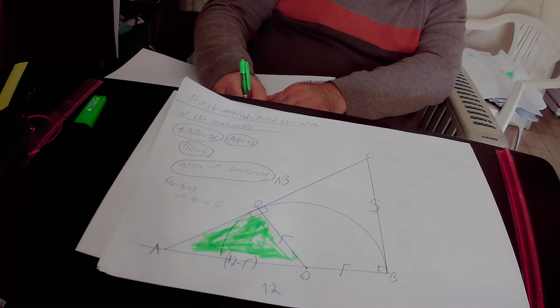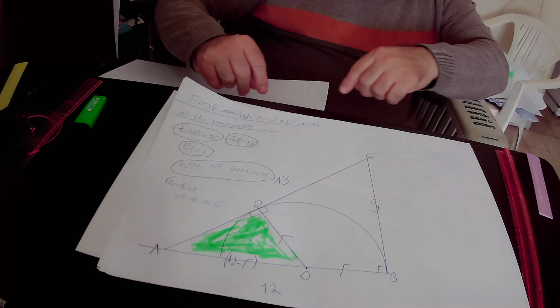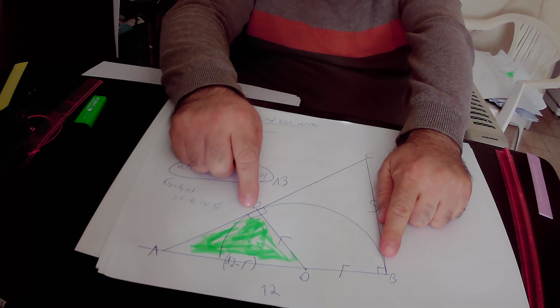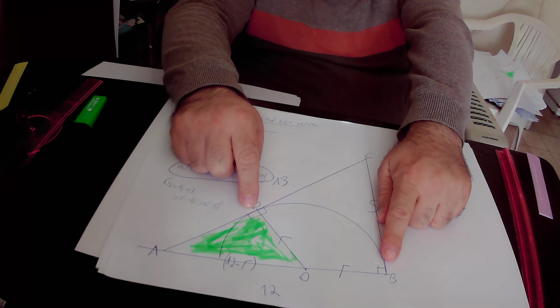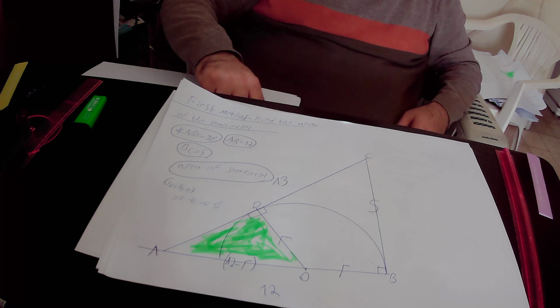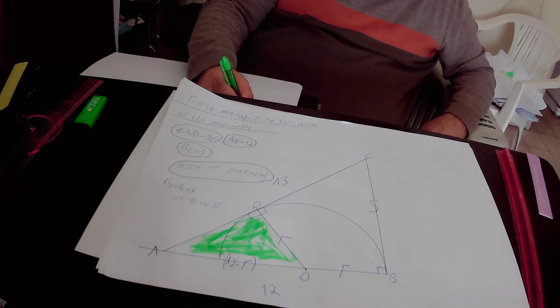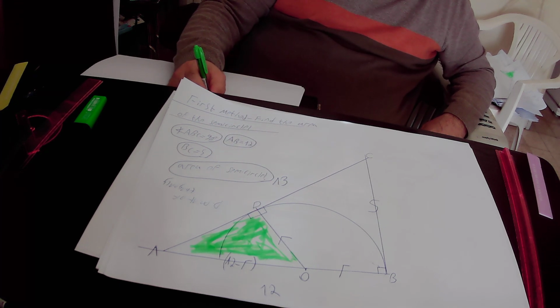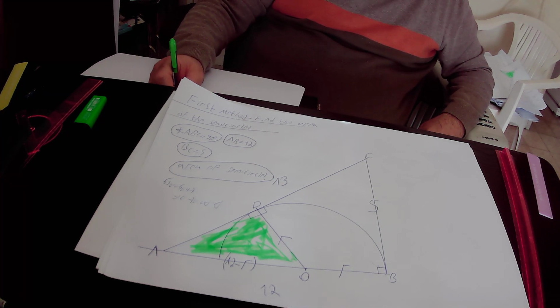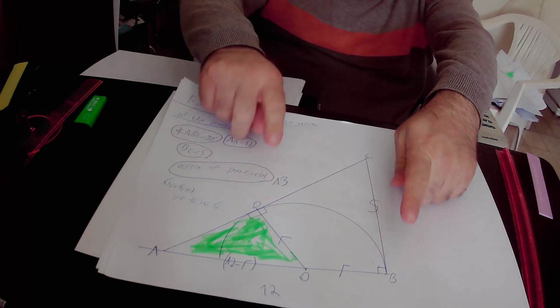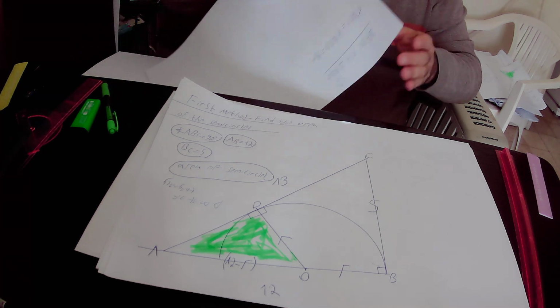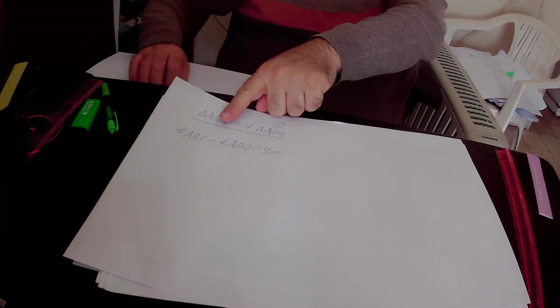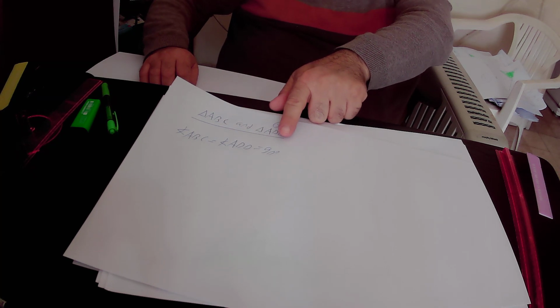Why are they similar to each other? Because first of all we know that those two angles are equal to each other, they are both equal to 90 degrees, so we can write down that angle ABC is equal to angle ADO, and both those angles are right angles, equal to 90 degrees.